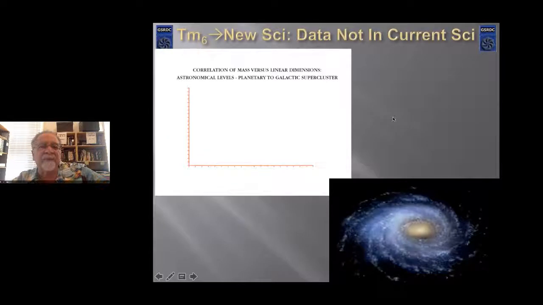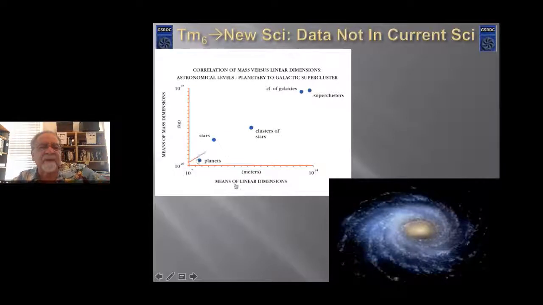Like this one is from my systems allometry work, where I compare planets, stars, clusters of stars, and clusters of galaxies. In essence, we look at means of mass dimensions versus means of linear dimensions, and you come up with an allometric equation that has a probability of less than 0.001, which is very significant. That data isn't in the literature yet, so we had new things in our science.